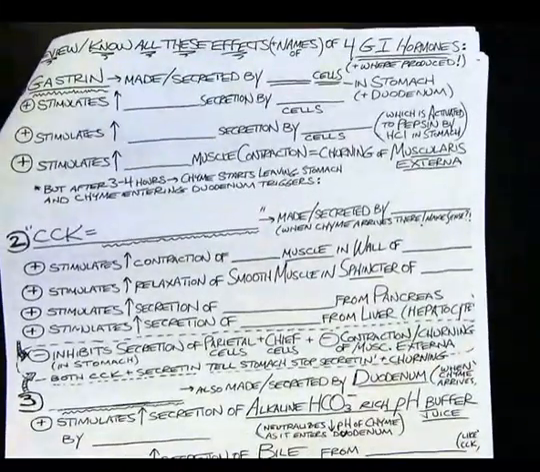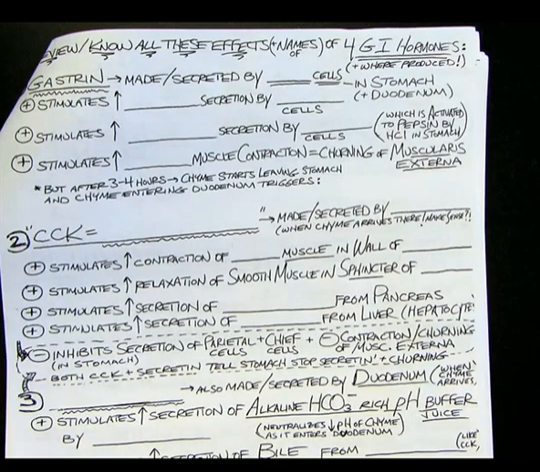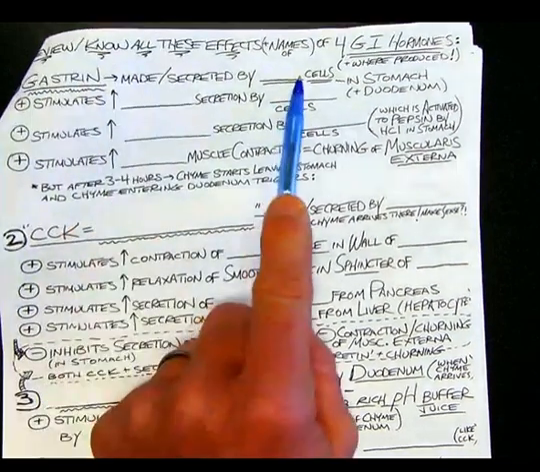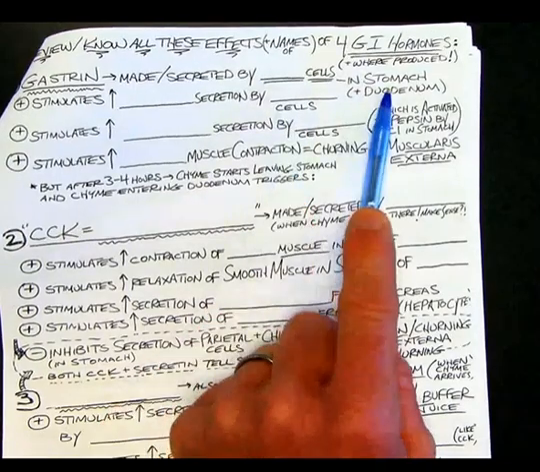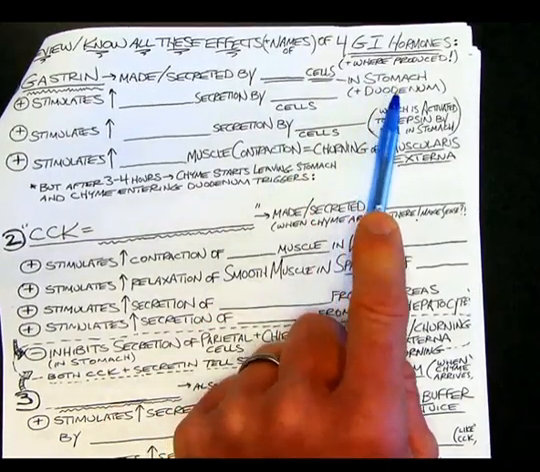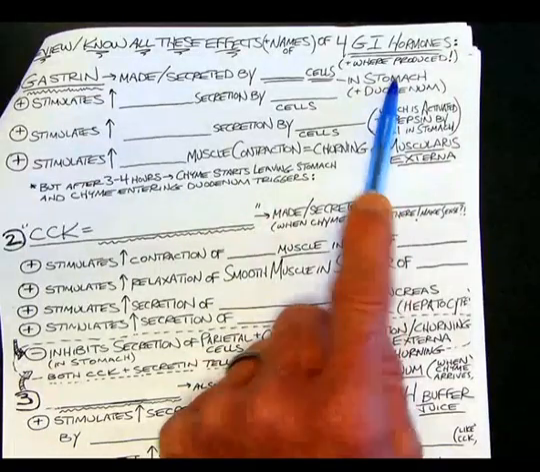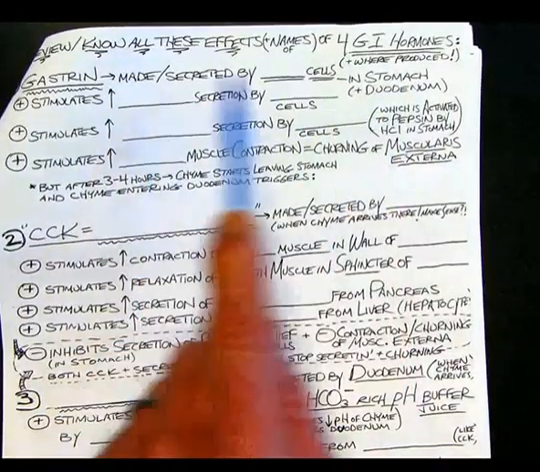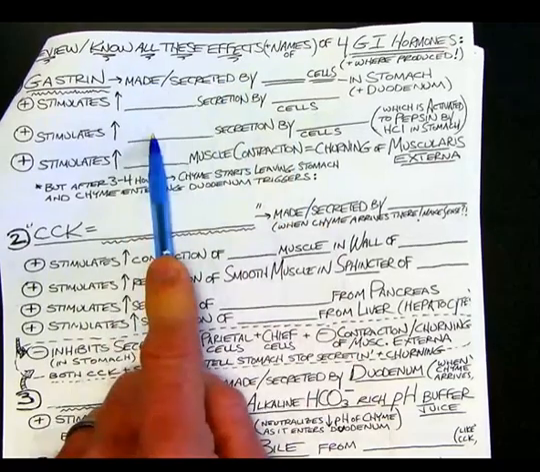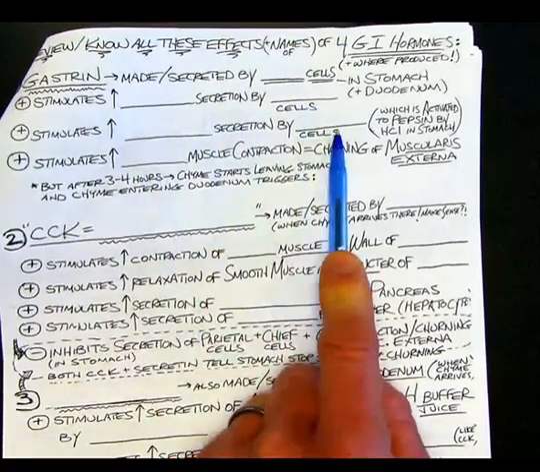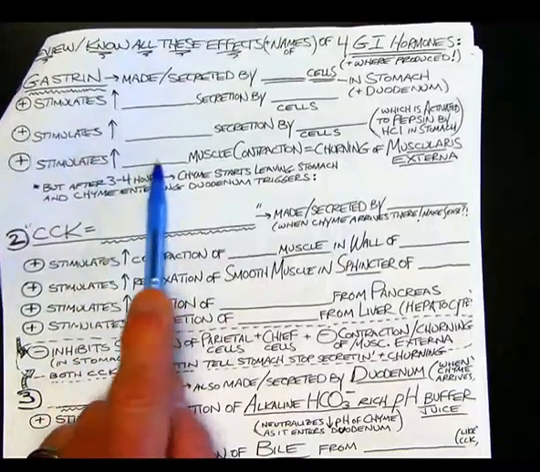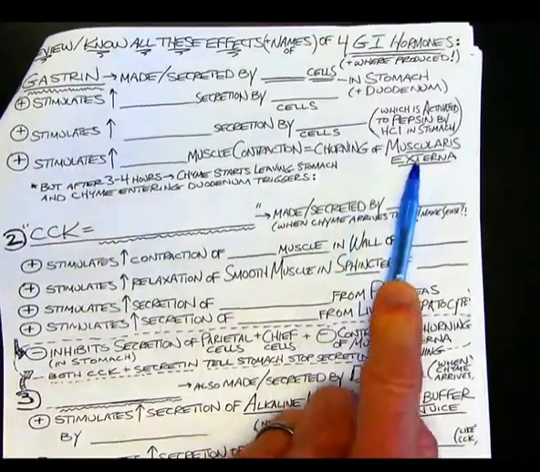This is a great question for part 2 on this exam. Know this page, because it's my one summary of everything to know about the 4 GI hormones. First, gastrin is made by G cells, enteroendocrine cells in the stomach, mostly in the pylorus of the stomach, and in the duodenum. It stimulates increased hydrochloric acid secretion by parietal cells, increases pepsinogen secretion by chief cells, and increases contraction of smooth muscle in the muscularis externa for more churning.